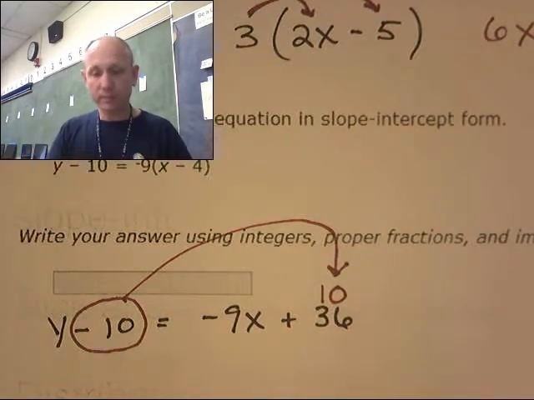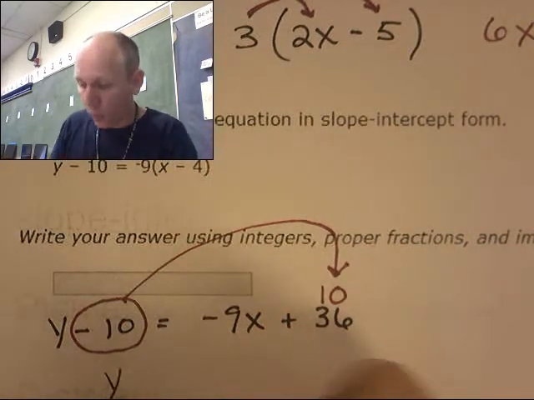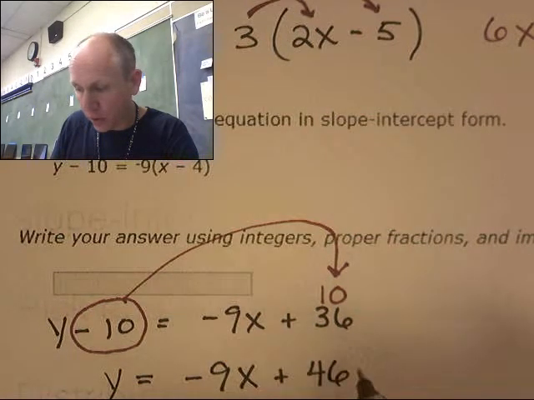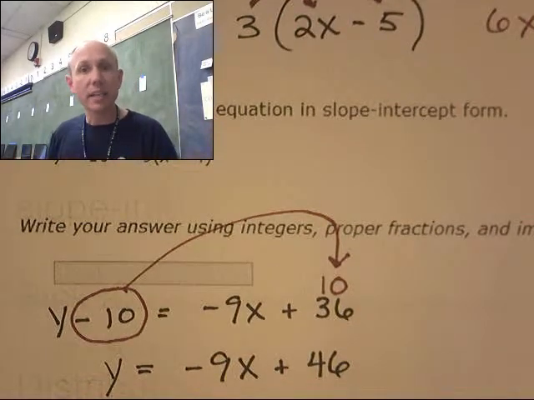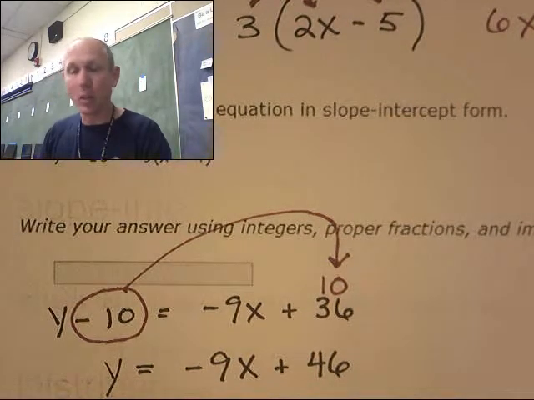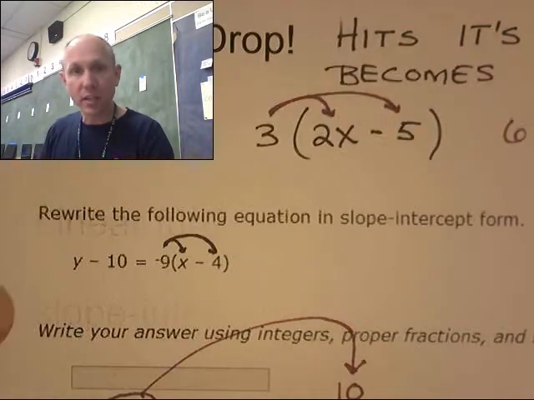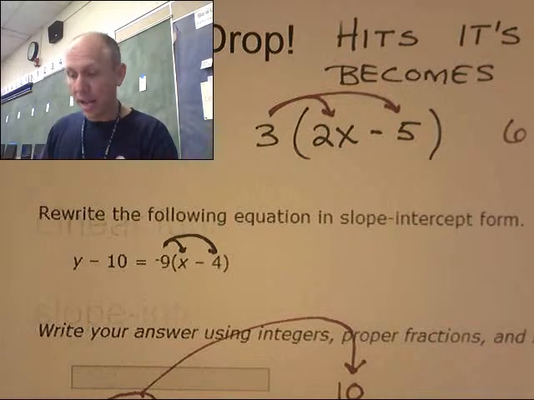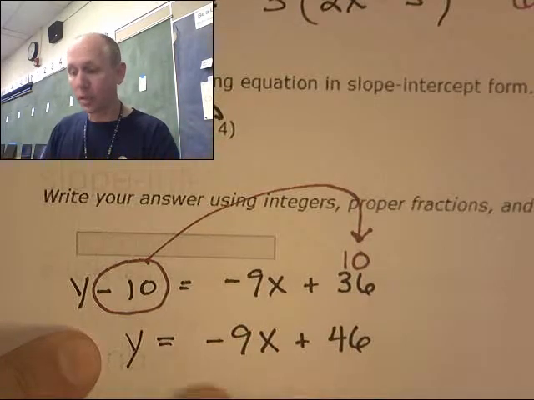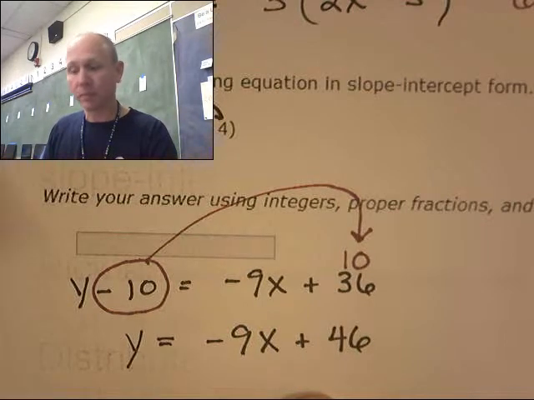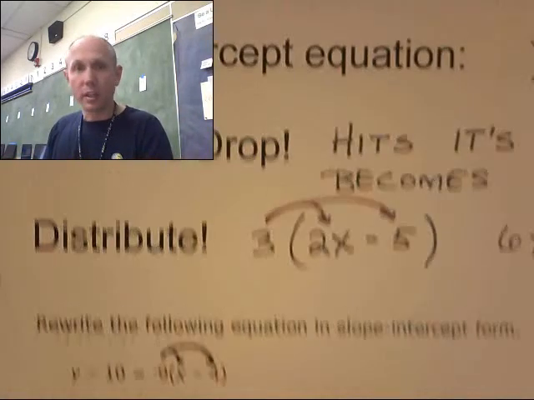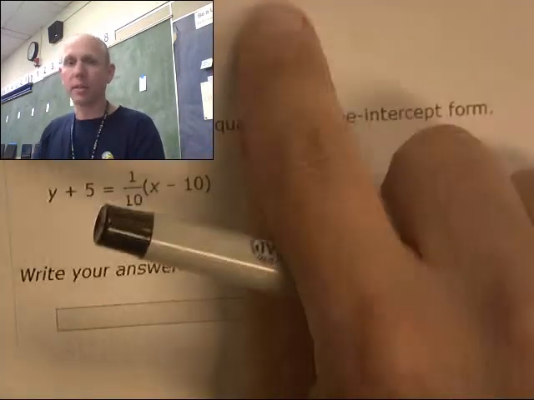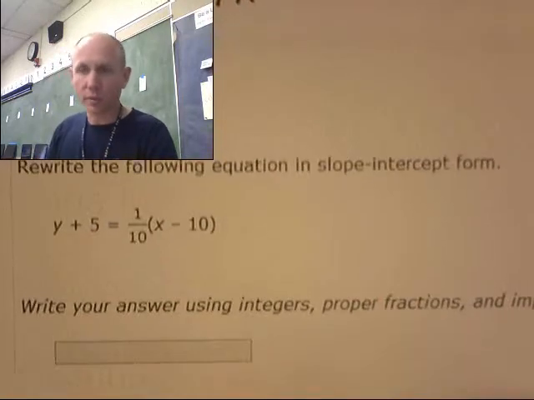And what am I left with? I'm left with y equals negative 9x plus 46. And that is the form I want. I want this in slope-intercept form. Originally, it was given to me in this form, which you'll learn later on is point-slope form, and we forced it over into the slope-intercept form of the line. And what did it take? It took a little bit of distribution and one pick and drop. Pick and drop. Okay.